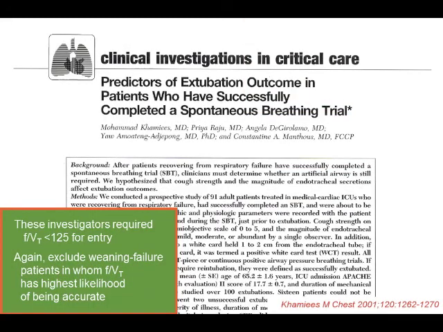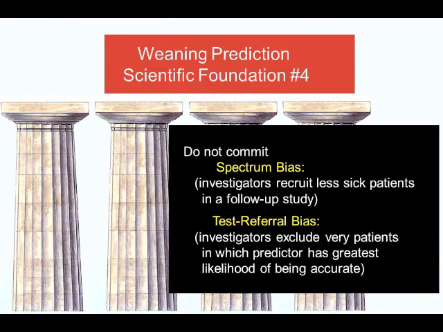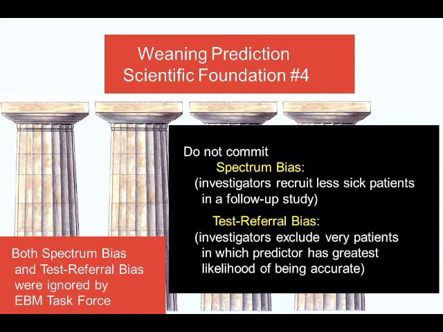These investigators required an F over VT of less than 125 for entry. Again, they exclude the weaning failure patients in whom F over VT has the highest likelihood of being accurate. So the fourth scientific foundation of weaning prediction is do not commit spectrum bias, where investigators recruit less sick patients in a follow-up study, and also do not commit test referral bias, where investigators exclude the very patients in which a predictor has the greatest likelihood of being accurate. Both spectrum bias and test referral bias were ignored by the EBM task force.